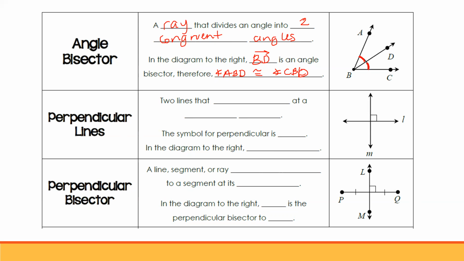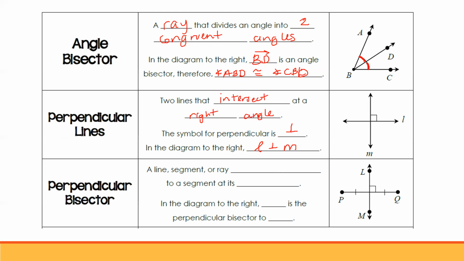Perpendicular lines are 2 lines that intersect. And they're going to intersect at a right angle. So when they intersect each other, they're forming right angles. The symbol for perpendicular looks like an upside down T. So in my diagram here, I would say that line L is perpendicular to line M.